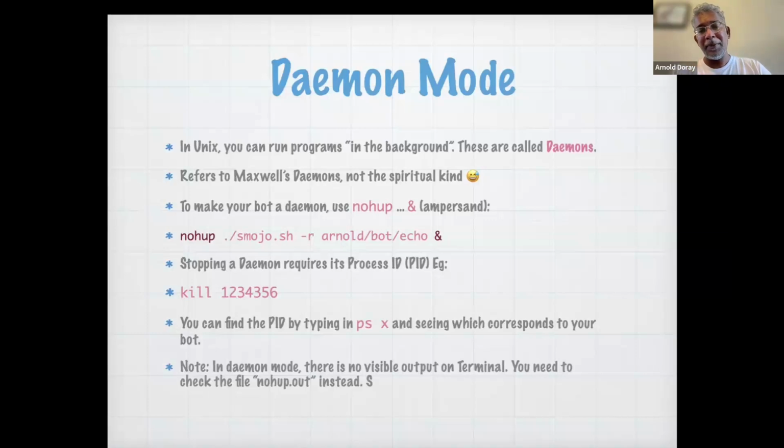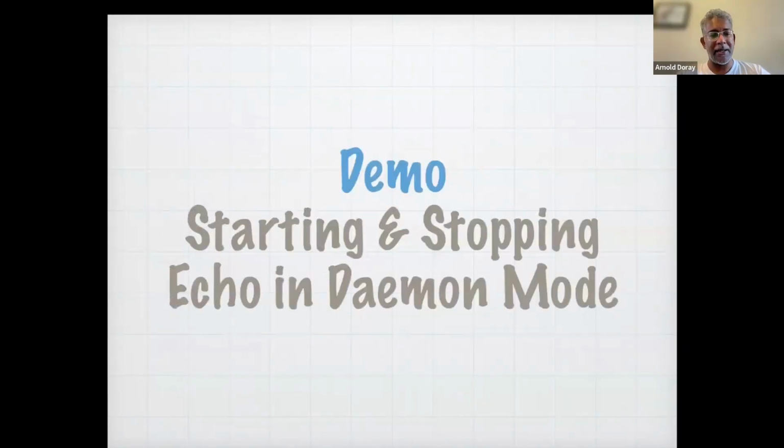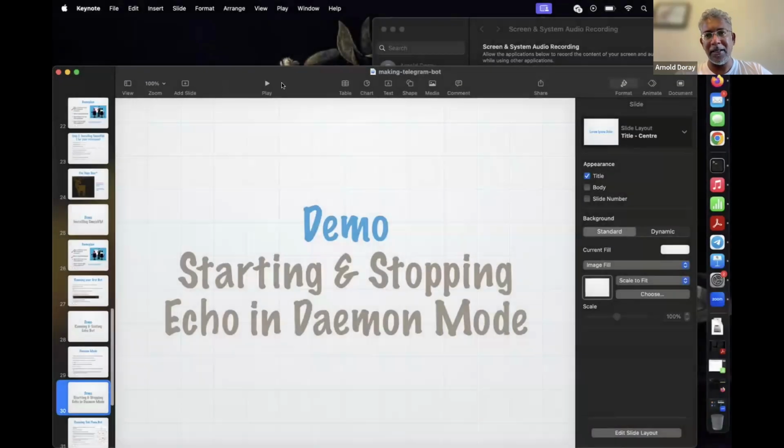Now, in daemon mode, there is no visible output on the terminal, so you need to check the nohup.out file. I'll show you that as well. The next demo is how to start and stop the echo bot, at least in daemon mode.